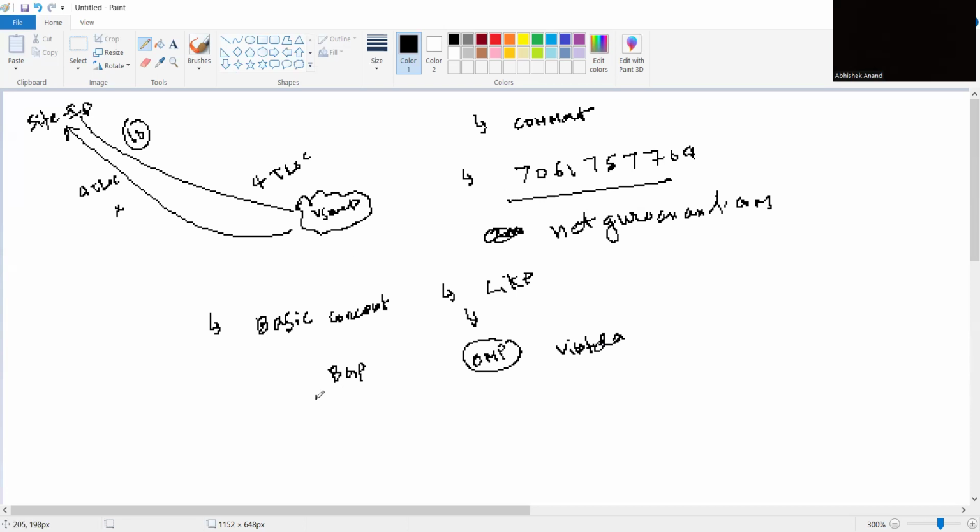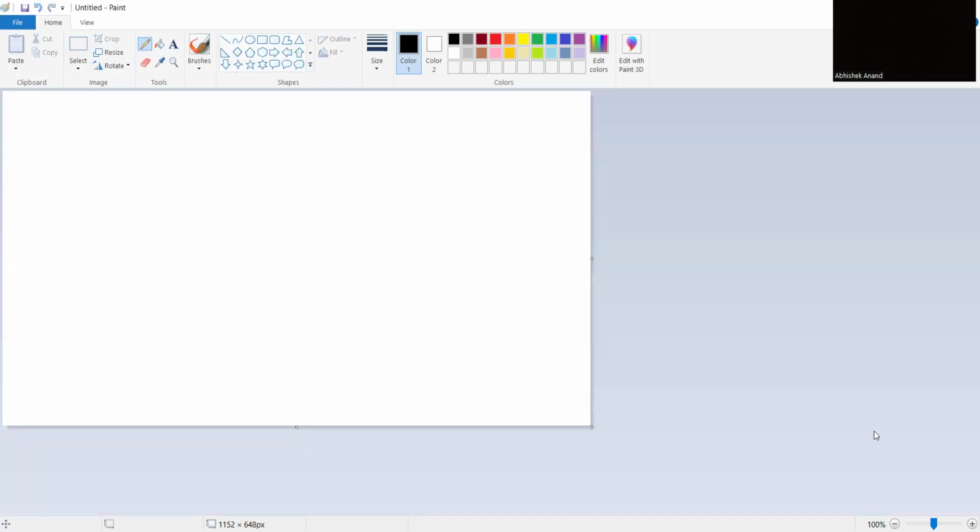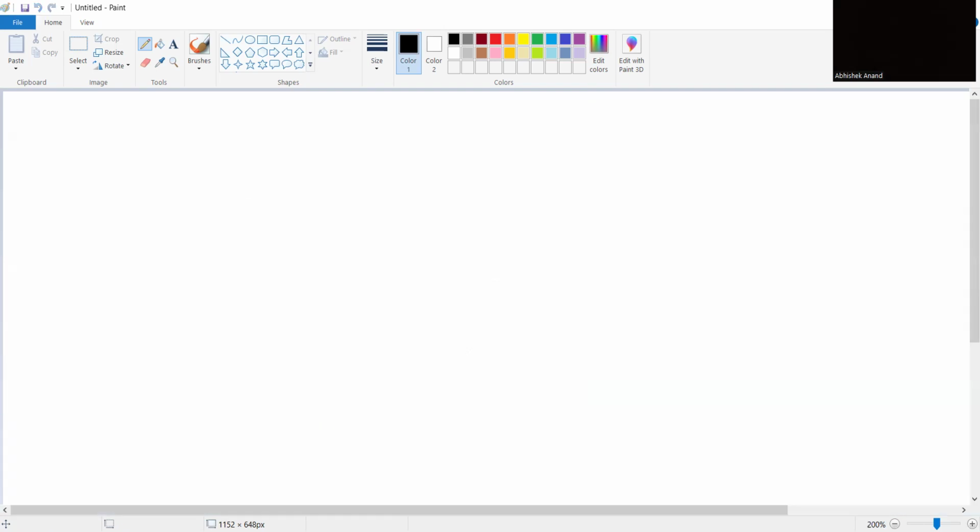BGP does loop avoidance by AS path, but the route reflector will send all the routes. It will not say, okay, I have received the route from AS number 10, so I will not advertise it to the same AS. It will advertise to the same AS as well. Let me explain, this is quite interesting. Let me compare this, and then you can easily explain. On one side I will draw the BGP part, and on the other side I will discuss the OMP part.